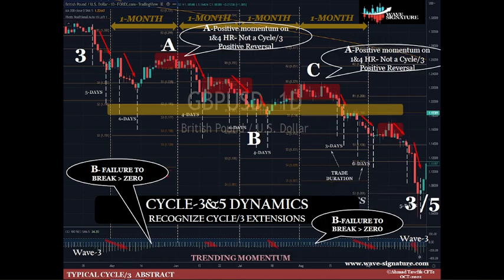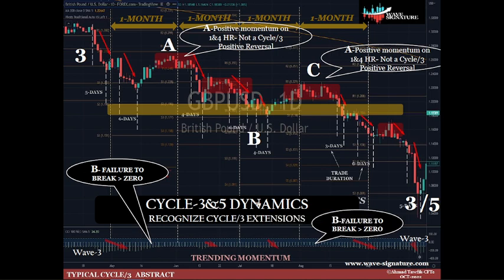Finally, we need to be able to confirm when a cycle 5 has broken out into a continuous cycle 3. Usually a cycle 3, an extending cycle 3, will do internal cycle 4s and then break out into a cycle 5. On this same example here, the sterling dollar, we are looking now at the cycle 3 and cycle 5 dynamics.